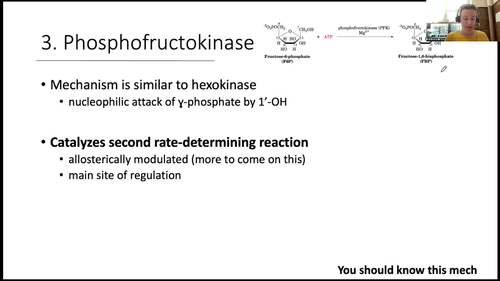This enzyme catalyzes the second rate determining reaction of glycolysis. We will learn more about this step when we come together next time because it is the main site of regulation. Now, what is the point of this step?